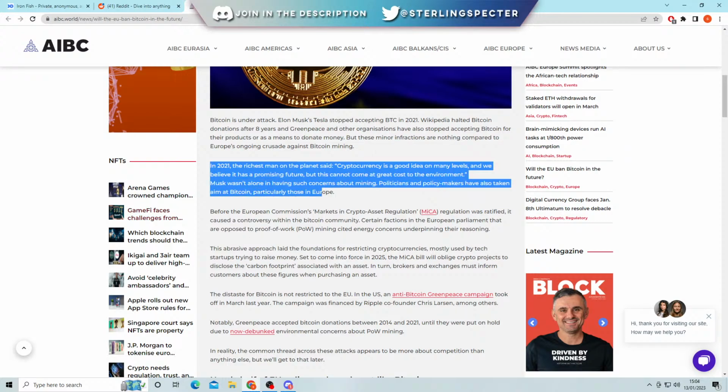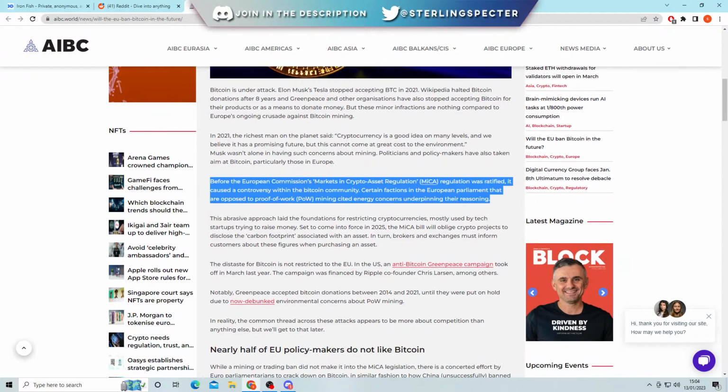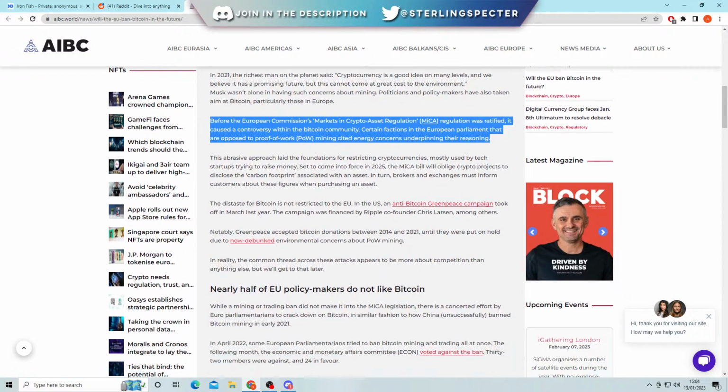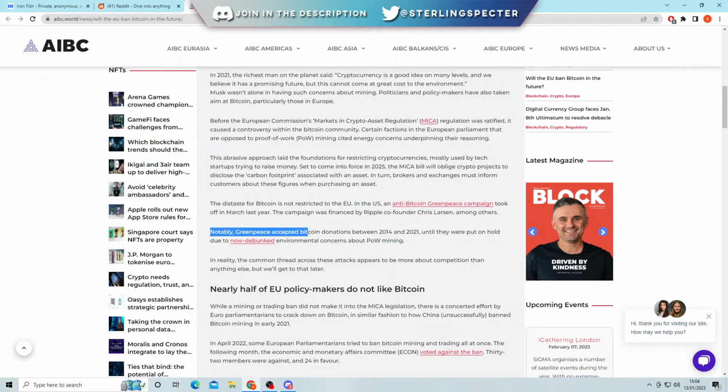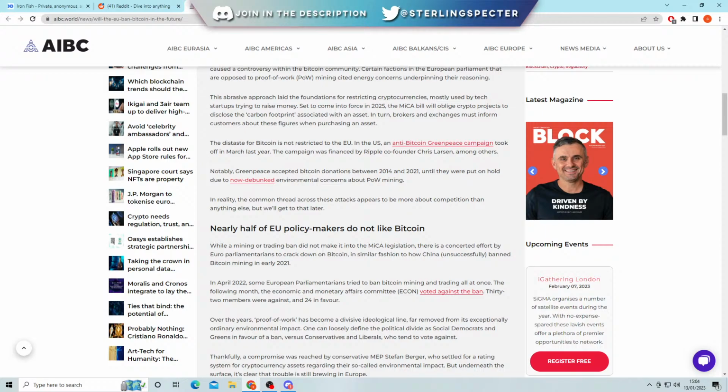Okay, before the EU Commission's Markets in Crypto-Assets regulation was ratified, it caused a controversy within the Bitcoin community. Certain factions in the European Parliament were opposed to proof of work. So is this talking about mainly the environmental concerns? Obviously it is. Greenpeace accepted Bitcoin donations between 2014 and 2022, until they were put on hold due to environmental concerns about proof of work mining. There are obviously going to be environmental concerns.